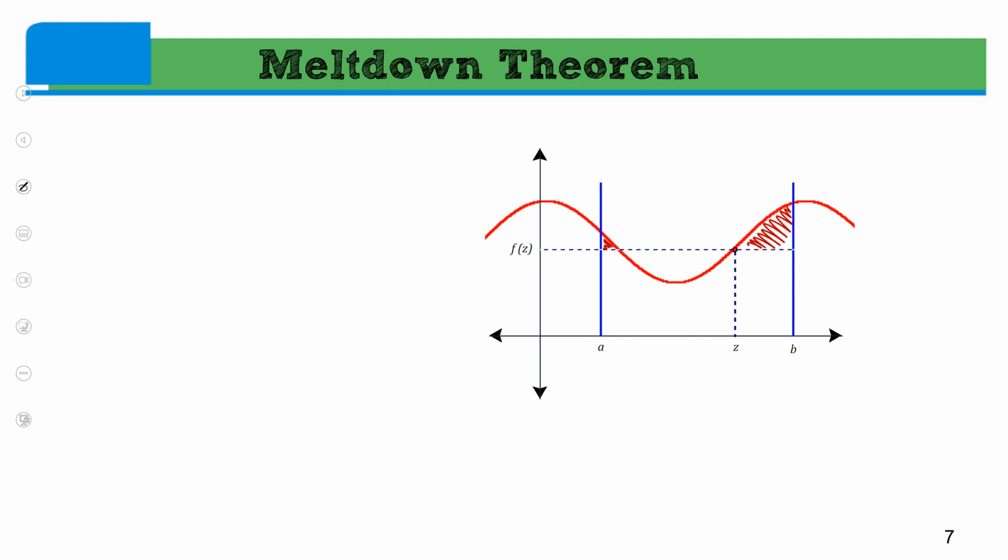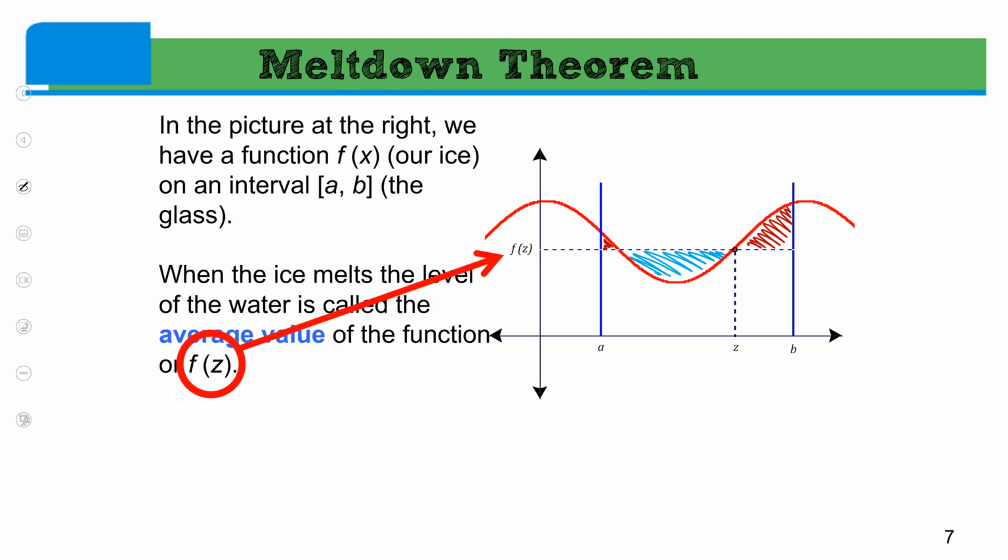If I've drawn my picture correctly, how do those two areas, the red area and the blue area, compare? They're the same, correct. So the area above the average value, okay, there's the average value, that's the y value, that's the level of the water, will slice through that function. When it slices through the function, the area above the average value has to match the area below the average value, because it's an average value.